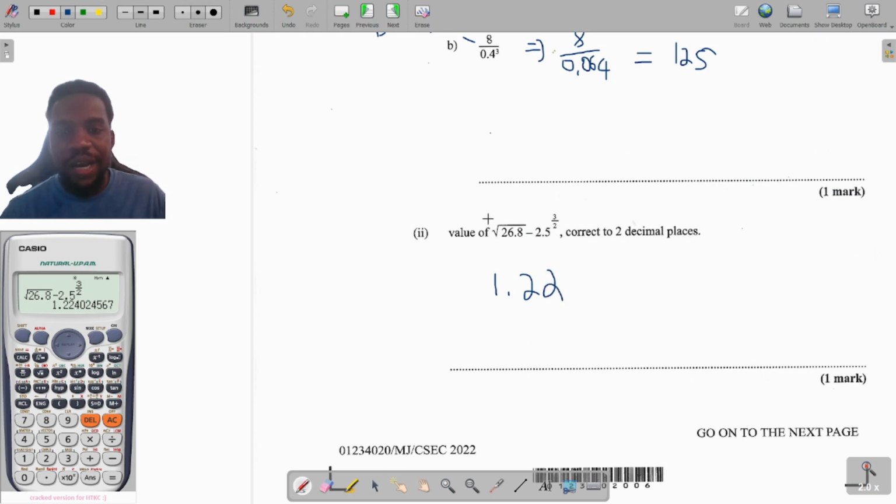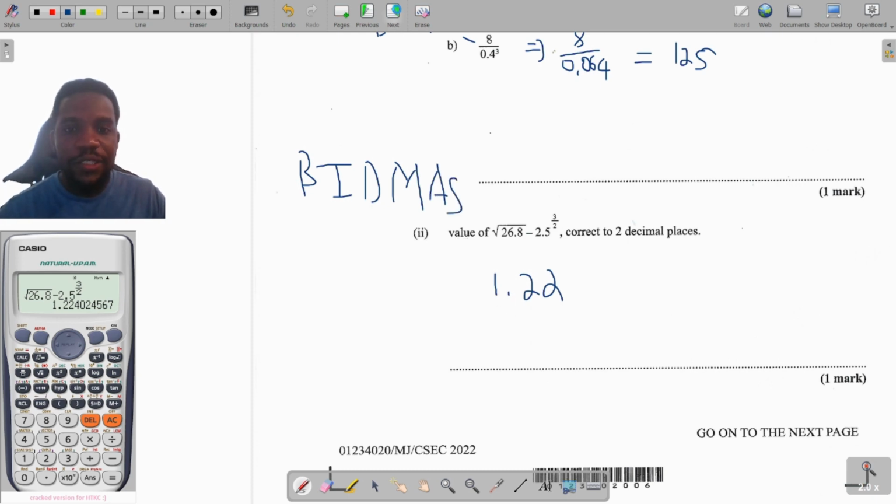Of course, you have the option of doing this in phases where I can simply find the square root of the first part, I can find the second part, and then I can subtract. Alright? However, all we have to always remember is that we use BIDMAS. Alright? To keep it in that order. Okay, let's go to our next page.